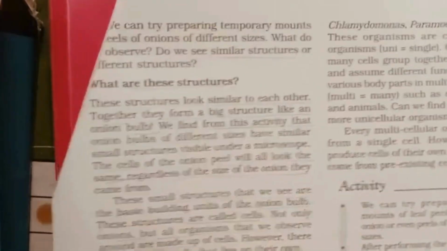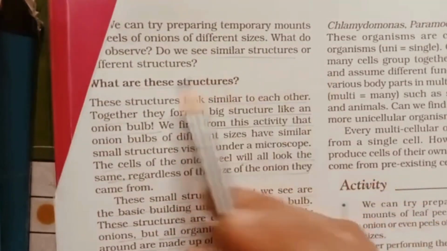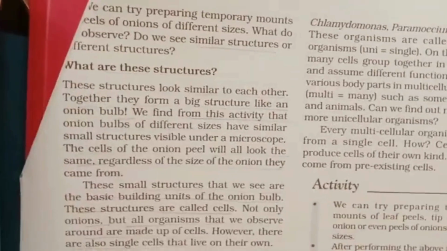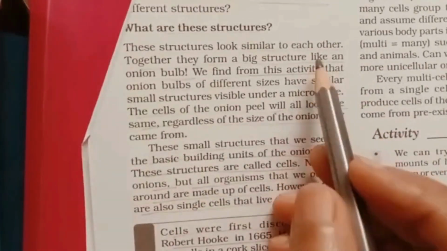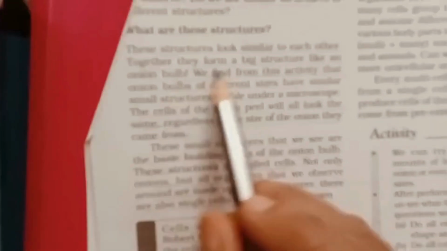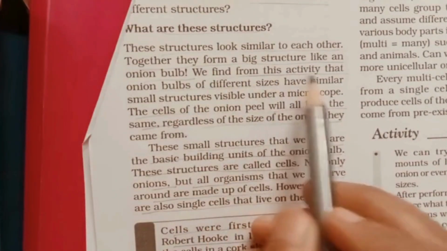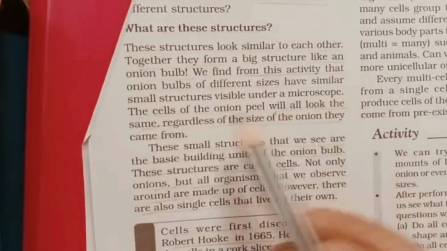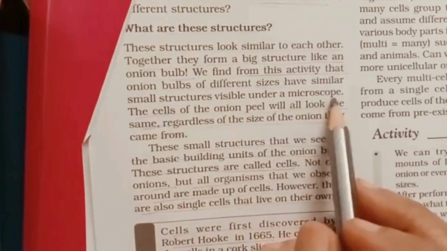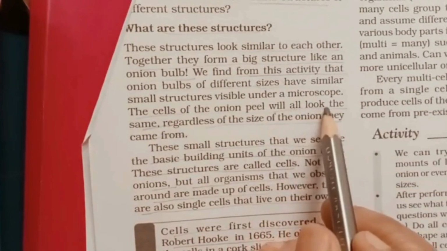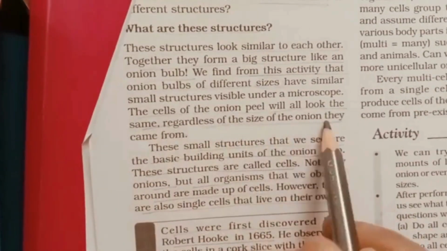So what we'll be seeing inside a cell, do we see similar structure or different structure? We will be seeing similar structure. These structures look similar to each other. Together they form a big structure like an onion bulb. We find from this activity that onion bulbs of different sizes have similar small structures visible under the microscope. So the cells of the onion peel will all look the same regardless of the size of the onion they came from.